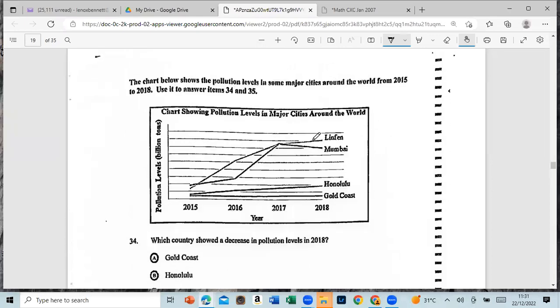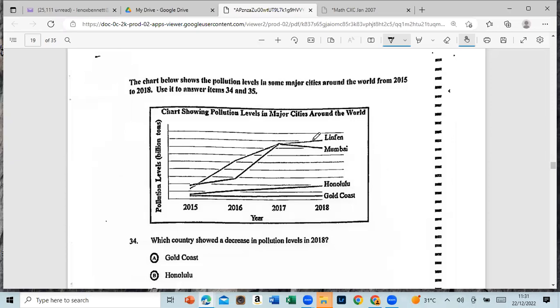All right. The chart below shows the pollution levels in some major cities around the world from 2015 to 2018. Use it to answer items 34 and 35. And it says, which country showed a decrease in pollution levels in 2018? A decrease in pollution level in 2018.